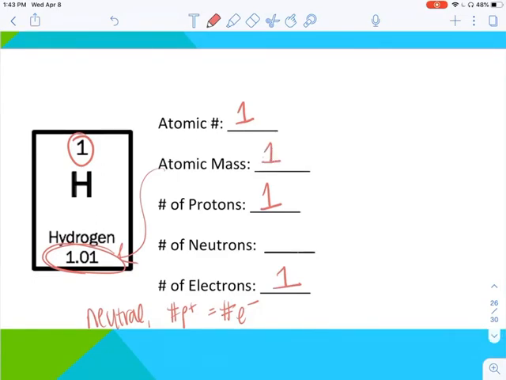And then the number of neutrons, let me think. So nothing on here gives me the number of neutrons. However, I can look at the formula we said before, which is atomic mass equals protons plus neutrons. Therefore, I can find neutrons by doing atomic mass or mass number minus protons. So in this case, the mass is 1. I have 1 proton. So how many neutrons do I have? 0.